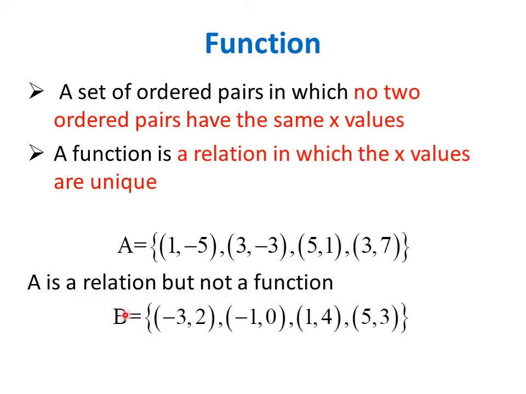How about the set B? Okay, the set B is a relation because it is a set of ordered pairs. Okay, but is it a function? Let's check the x values. So we have -3, -1, 1, and 5. Since the x values are unique or different, set B is also a function. Therefore, B is a relation and a function.